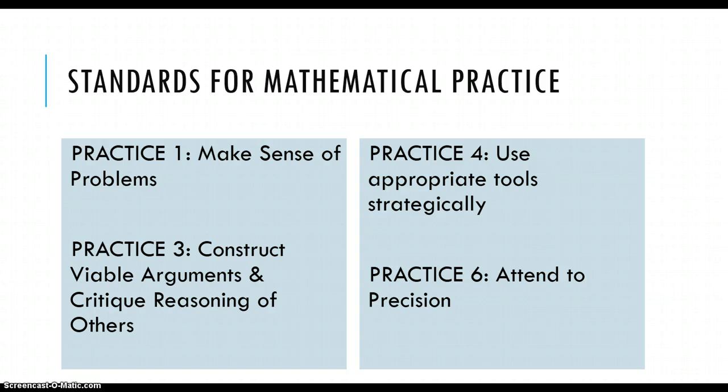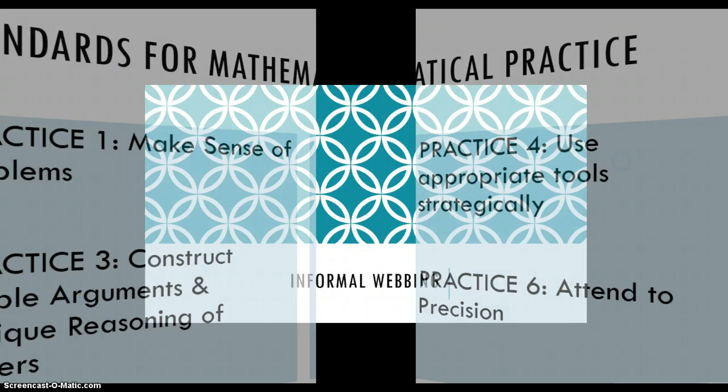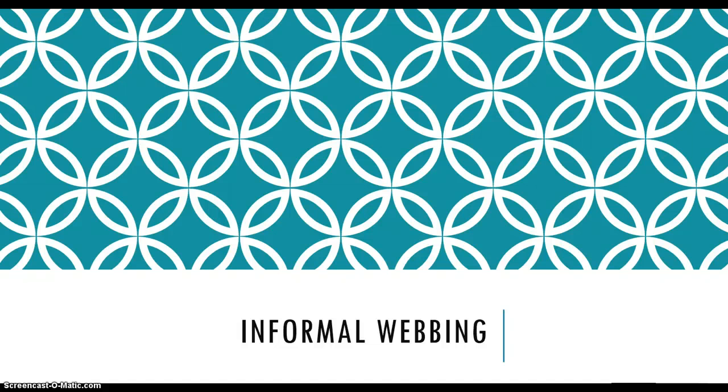Also, they need to attend to precision. So when they are attending to precision, a big piece of this is using appropriate vocabulary. It is important that we are teaching mathematical vocabulary explicitly. We need to move away from giving students a long list of words and copying the words from the definitions from the glossary to using these words in context and having the students build the vocabulary as we move through the unit and continually following up throughout the unit and not just at the end. Moving on to our next learning hook, informal webbing.